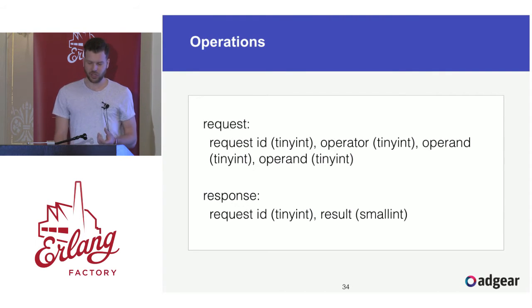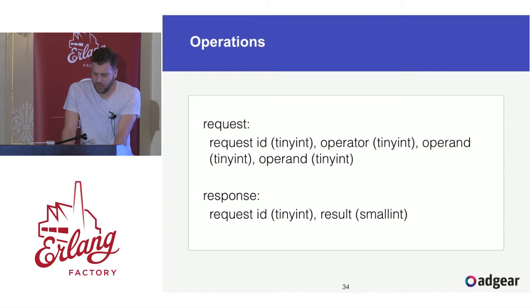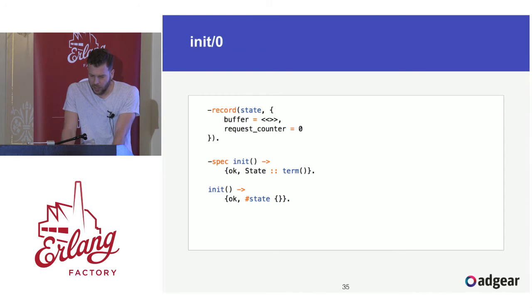And then the operations are binary: a request ID, which is a tiny int, an operator, and 2 operands. And then the response is just the request ID and the result of the operation. So we're going to go over the 5 different callbacks for this particular case.